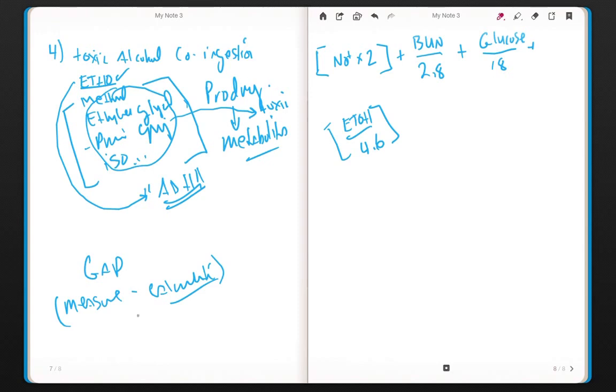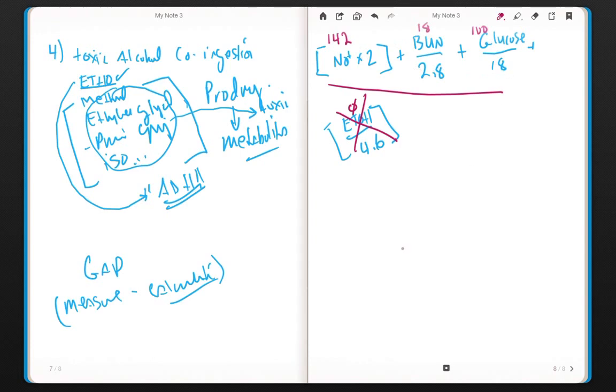So if we go back to our labs and look at our labs, remember our sodium was 142. My blood urea nitrogen is 18 milligrams per deciliter. My glucose was 100 milligrams per deciliter, and my ethanol level is 0. So we can go ahead and rule out ethanol, and all we have to worry about are the three major players here. So I take sodium, multiply it by 2, the 142, BUN, the 18 divided by 2.8, 100 divided by 18, and then I add all those numbers up.